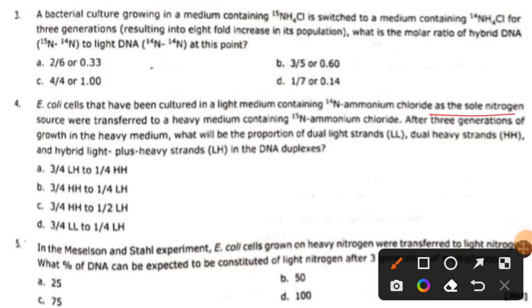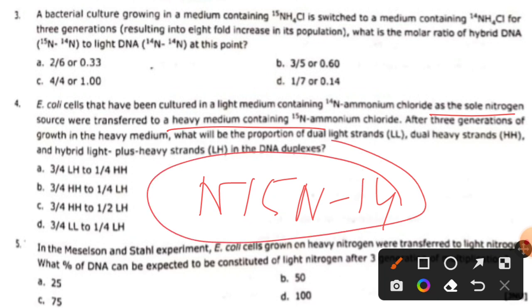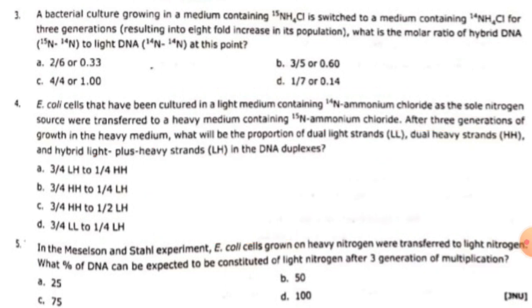As the sole nitrogen source, were transferred to a heavy nitrogen medium containing 15N. So what will be our outcome after the first generation? We will have two DNA molecules containing an N15 N14 combination each, right? Now they are asking, after 3 generations of growth in the heavy medium, what will be the proportion of the dual light strand, dual heavy strand and hybrid light plus heavy strand in the DNA duplex. So let's think about this: first we have grown our DNA in 14N containing medium, and then we have transferred them to a heavy nitrogen containing medium. That means the proportion of the heavy nitrogen will be higher. There is no doubt about this, right?